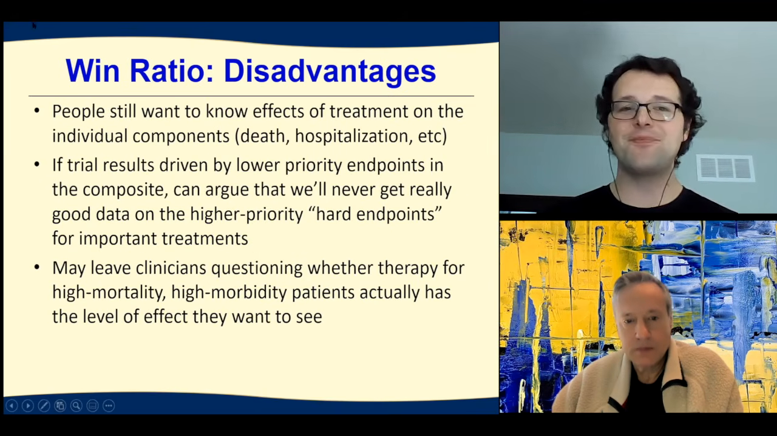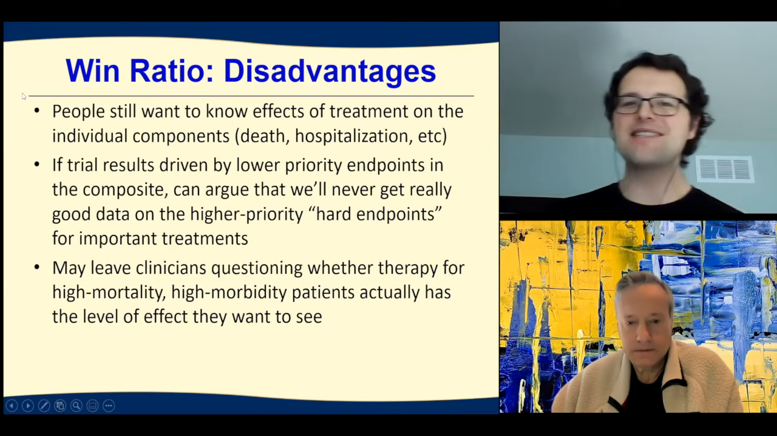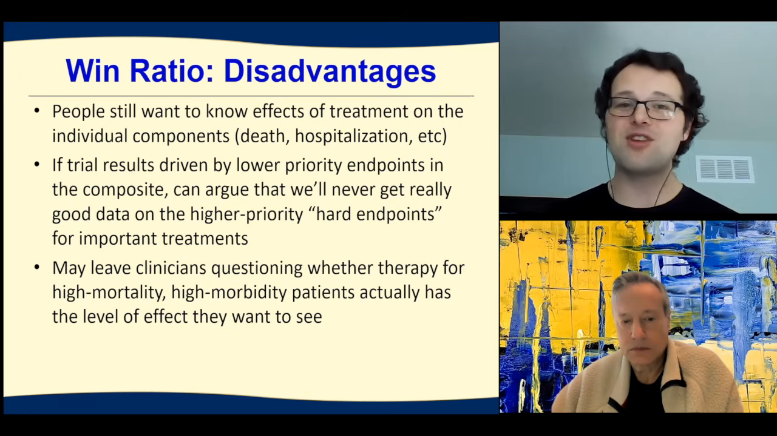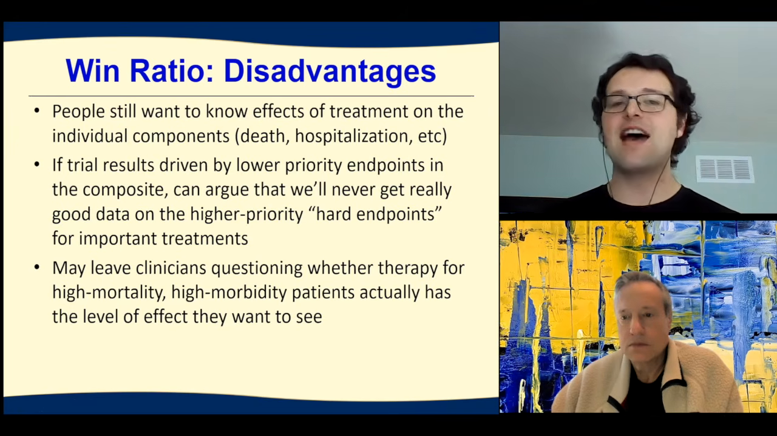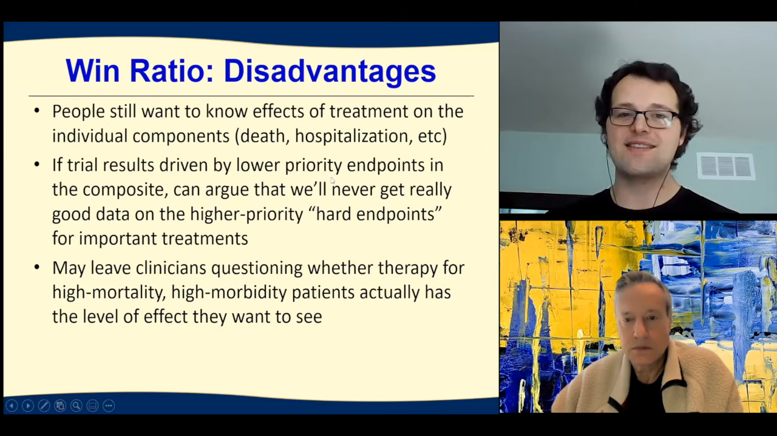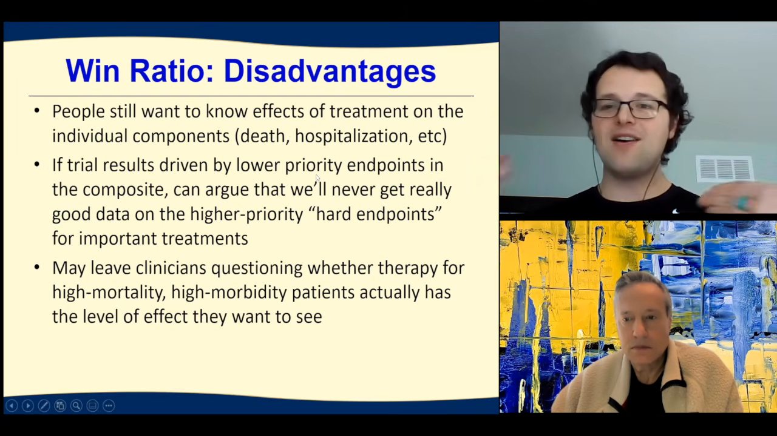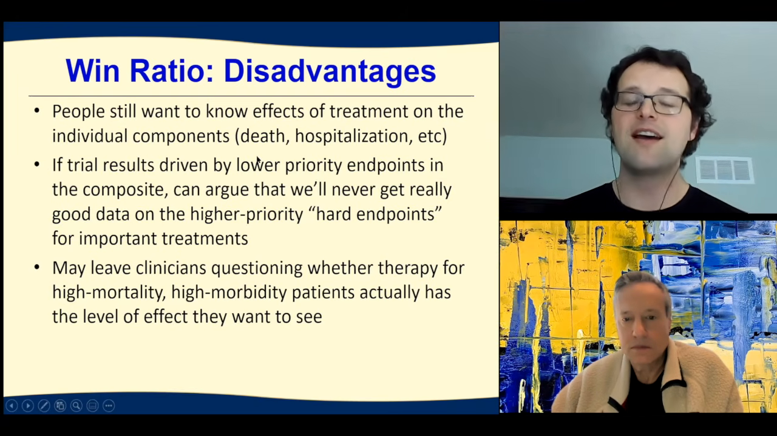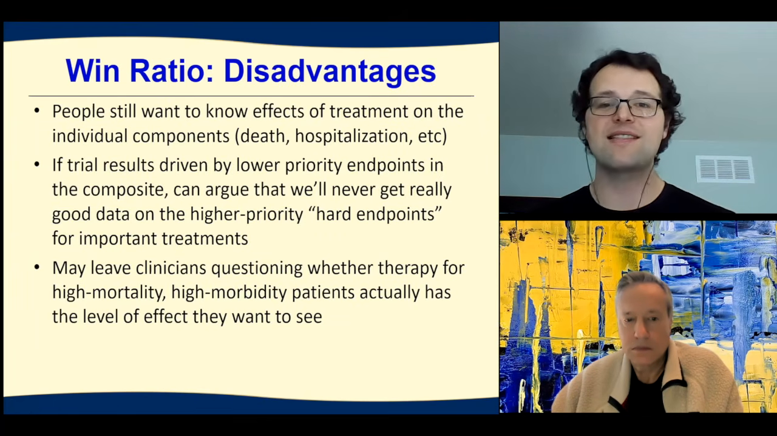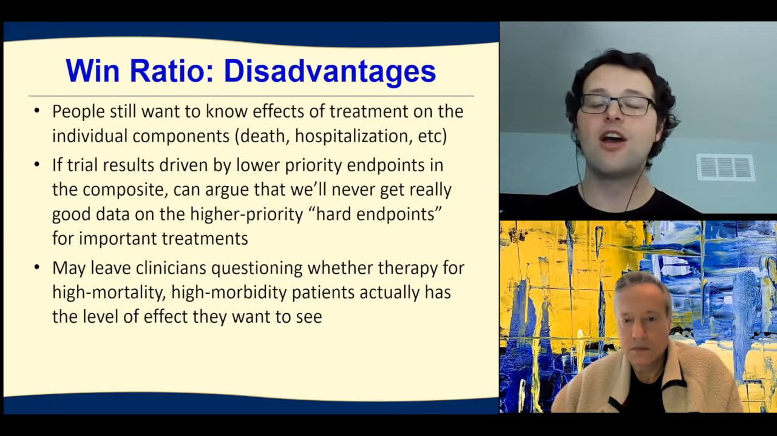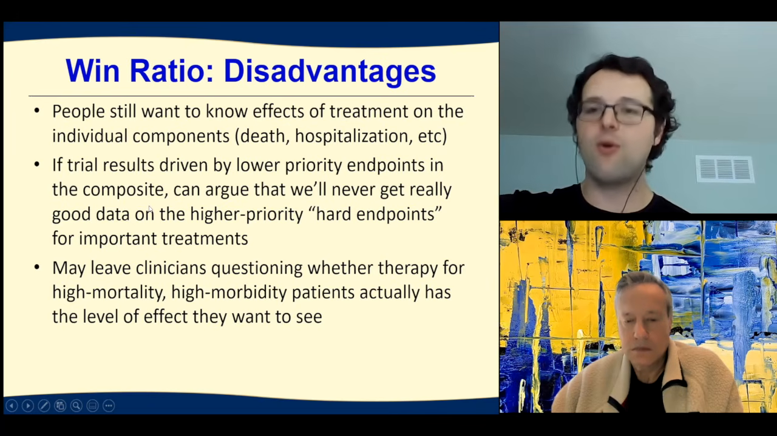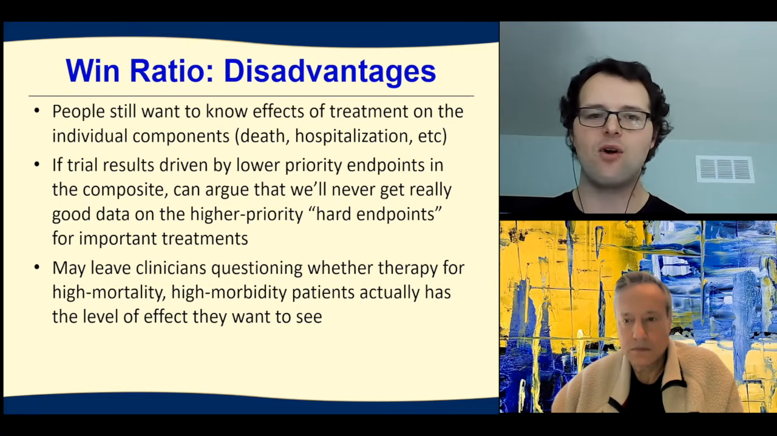The other thing is that a lot of times, even after we do this, people still say they want to know the effects that the treatment has on the individual components. They want to know whether the result was driven primarily by death or hospitalization or by the lower priority endpoint. Now, I've heard the concern expressed that if we start doing these for pivotal trials, and sometimes the results are maybe driven by what I'm calling the lower priority endpoints in the composite, the things that are at that third and fourth stage, some people are concerned about whether we'll ever get really good, strong RCT data on the higher priority endpoints like mortality or hospitalization.